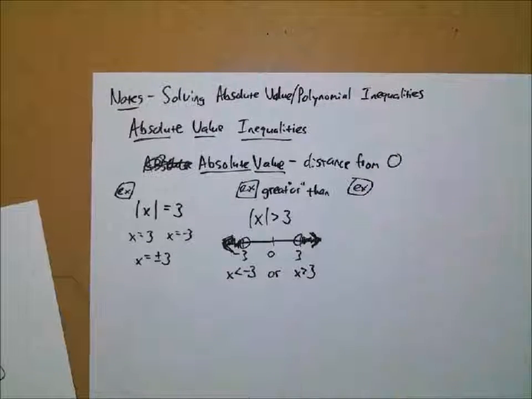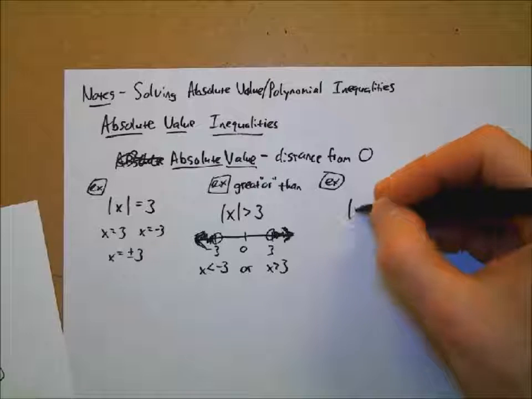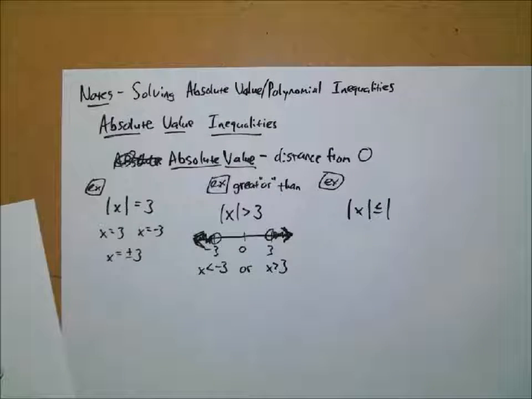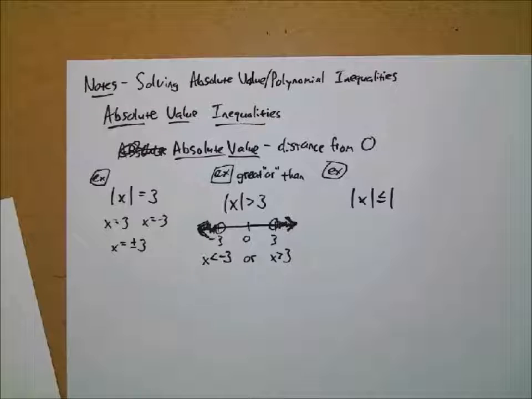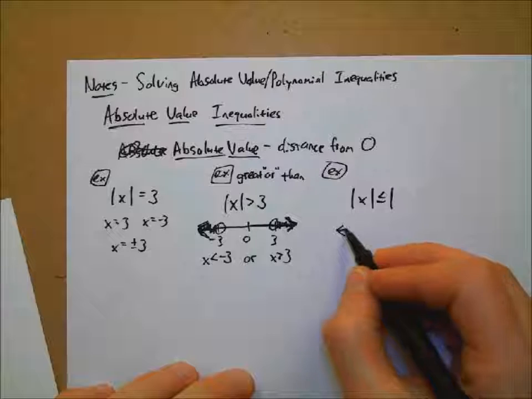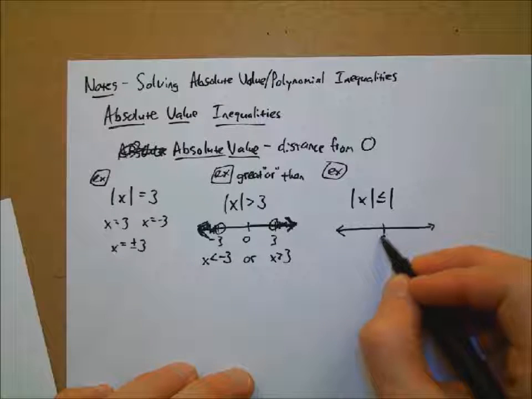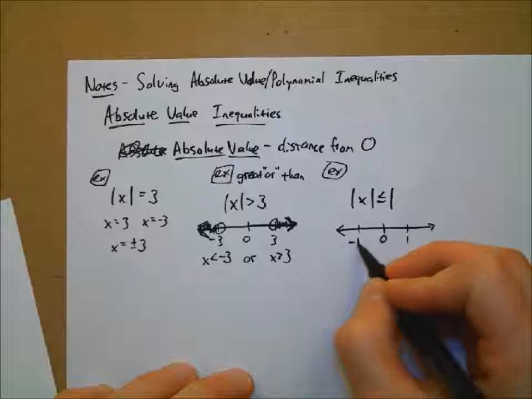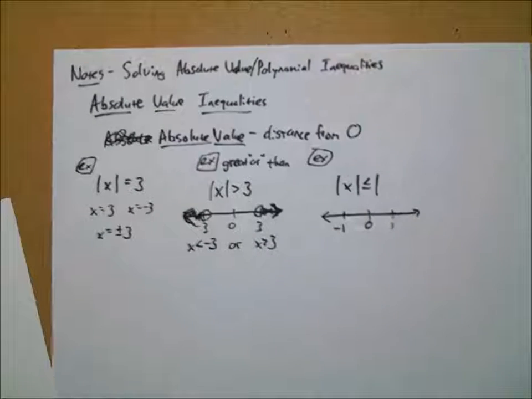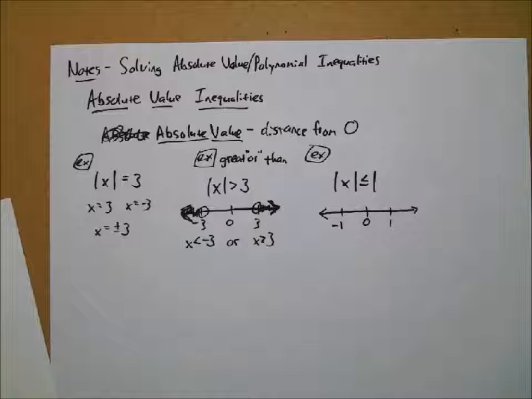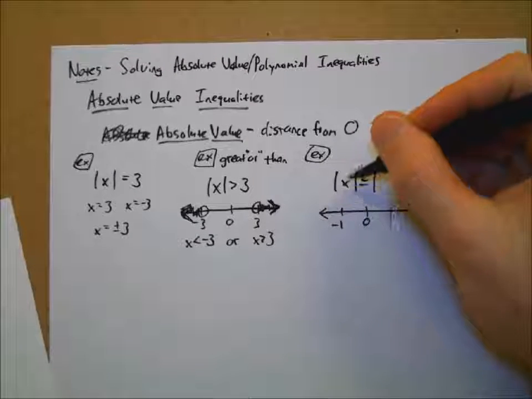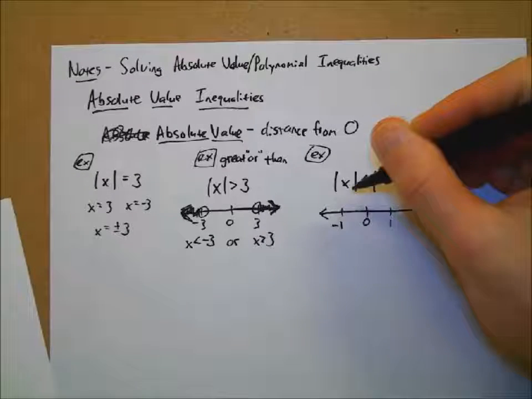Okay? So, next one. What if we had the absolute value of x is less than or equal to 1? So now on our number line, we'll again have 0 in the middle, put a 1 here and a negative 1 here. Off the screen. There we go. Well, now we want the distance to be less than or equal to 1.